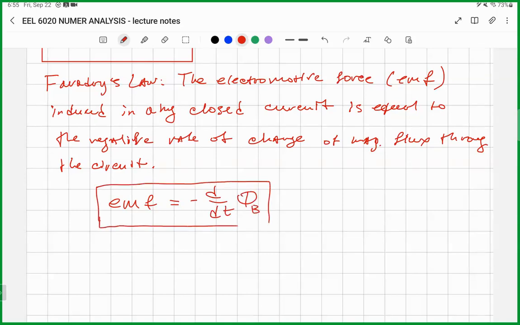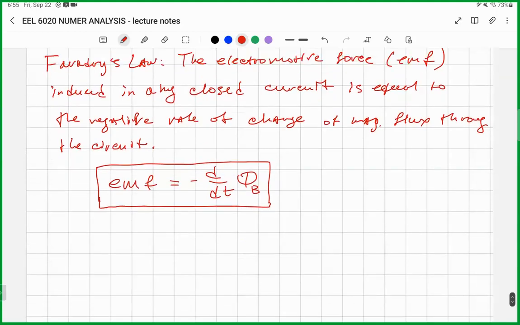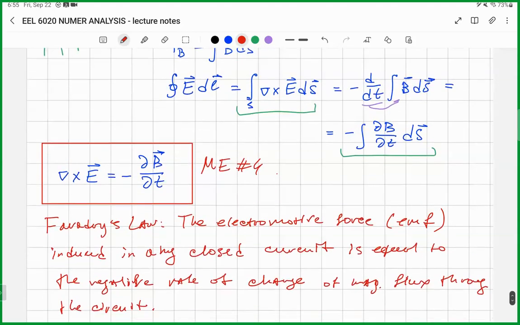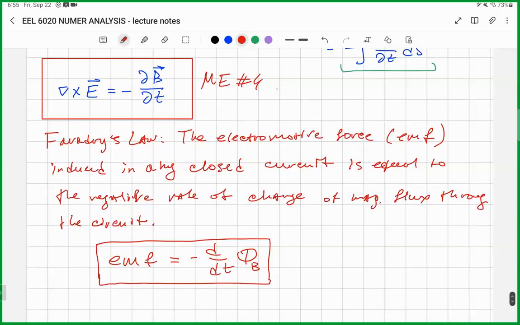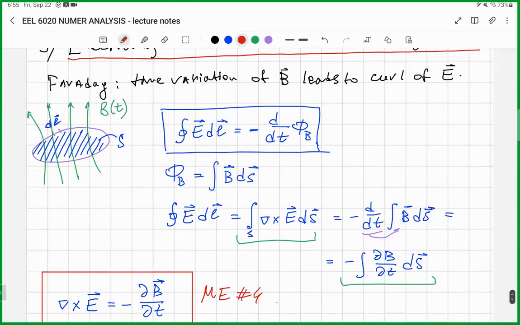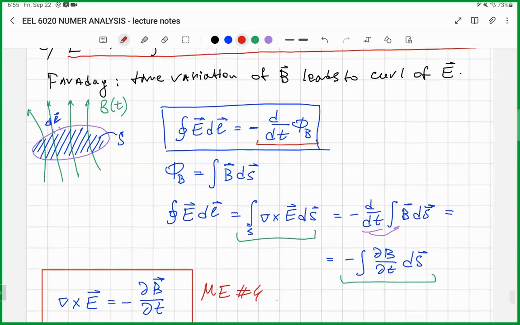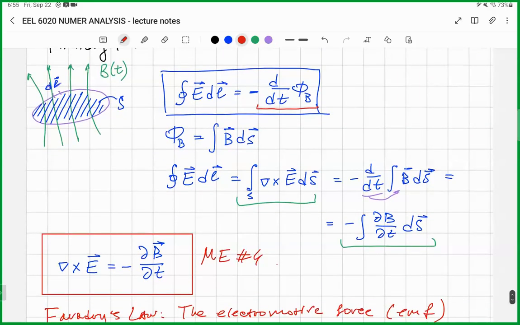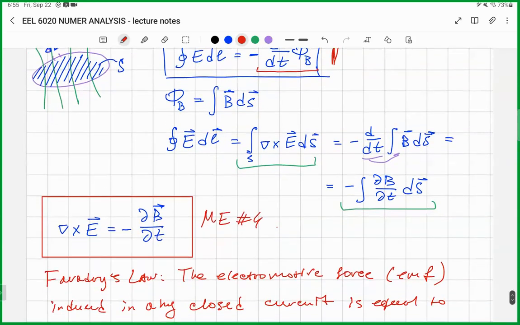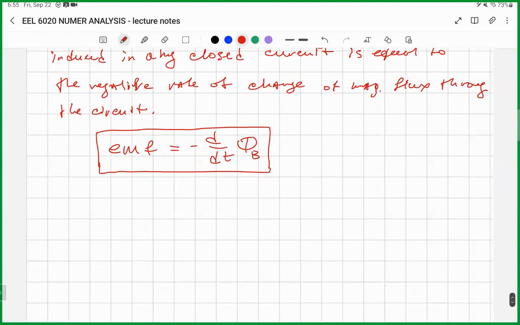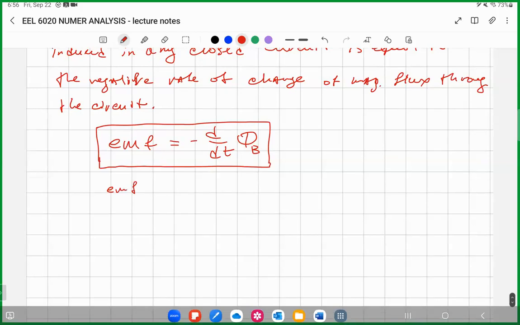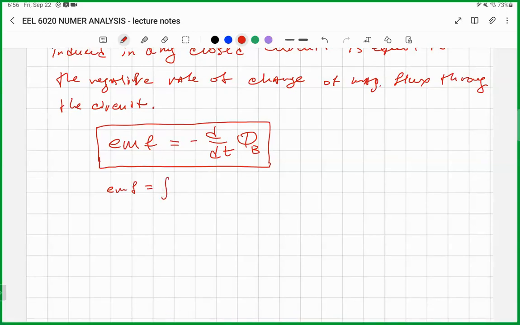This is Faraday's law. And according to Faraday's law, the time dependence of the flux of the magnetic field is equal to the circulation of the electric field in the circuit, because of this formula.